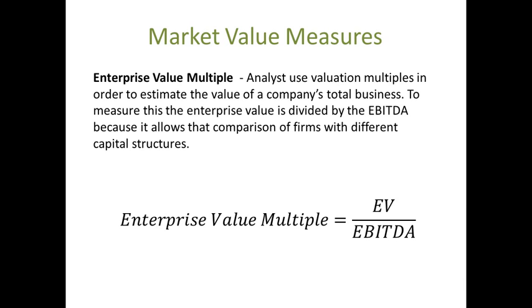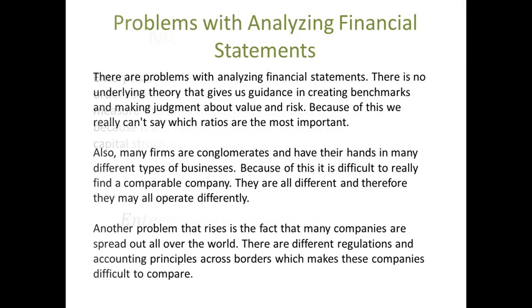Finally, we'll go over some things just to consider. There are many problems with analyzing financial statements. There's no underlying theory that gives us guidance in creating benchmarks and making judgment about value and risk. Because of this, we really can't say which ratios are the most important. Also, many firms are conglomerates and have their hands in many different types of businesses. Because of this, it's difficult to really find a comparable company. They're all different and therefore they all operate differently.